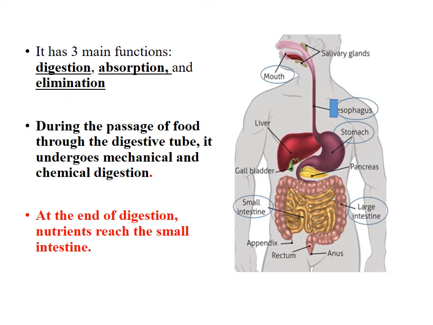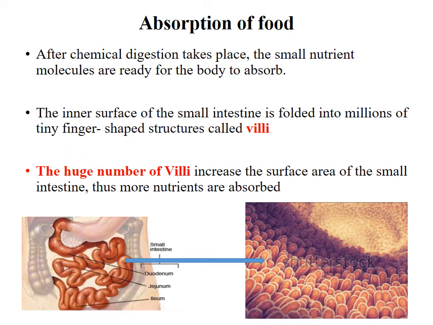During the passage of food through the digestive tube, it undergoes mechanical and chemical digestion. So when food passes through the mouth, esophagus, stomach, and small intestine, it undergoes both mechanical and chemical digestion. And at the end of the digestion, nutrients reach the small intestine. So all the nutrients are here. Do you know what happens next? Yes, nutrients must be absorbed by the body. But how?